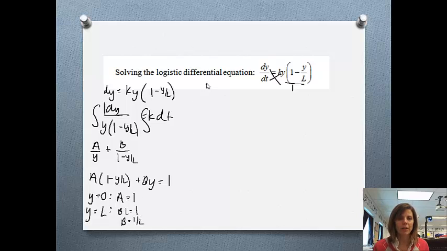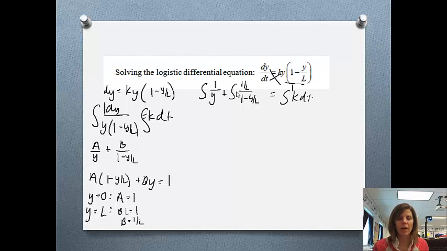All right, so now we get to take the integral of 1 over y plus the integral of 1 over L over 1 minus y over L. So I'm good to go there, and then it will still equal the right side, which is the integral of k dt.